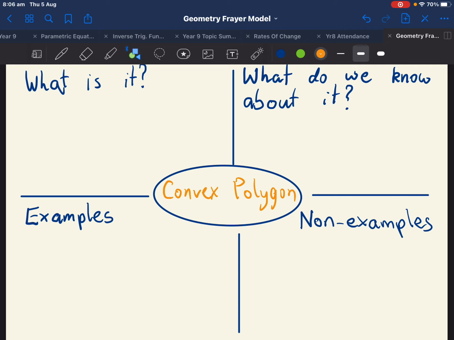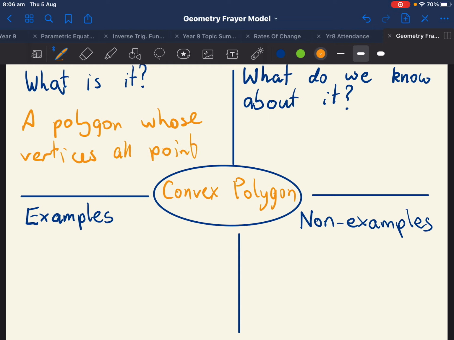An example here, for myself, I might write down it's a polygon whose vertices, right, these are like the corners or the angles, all point outwards.